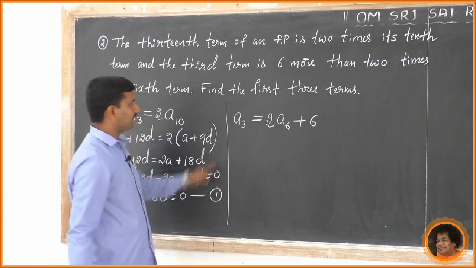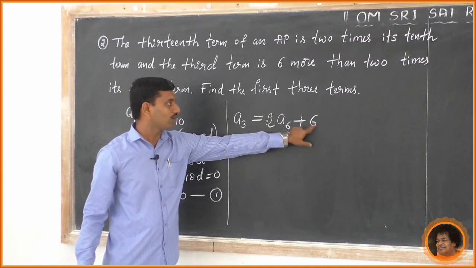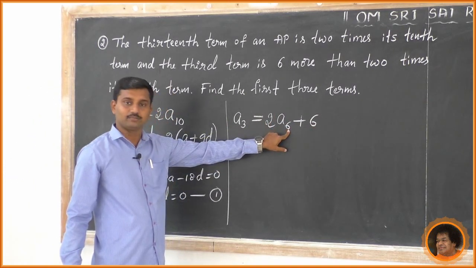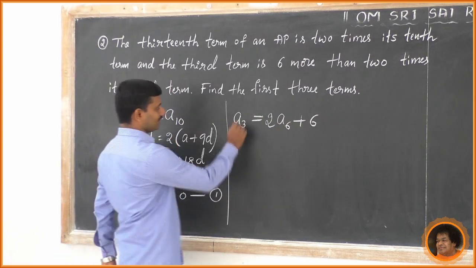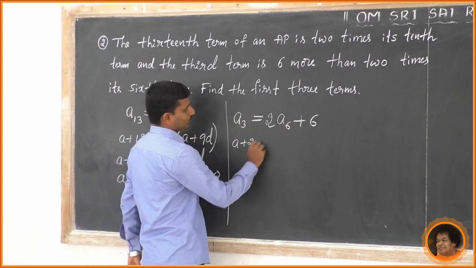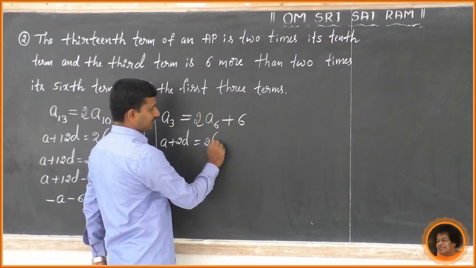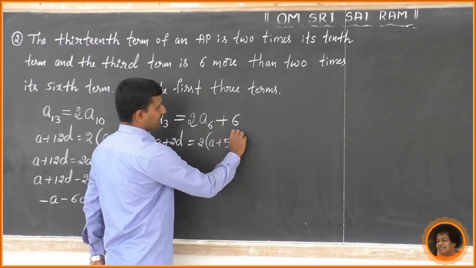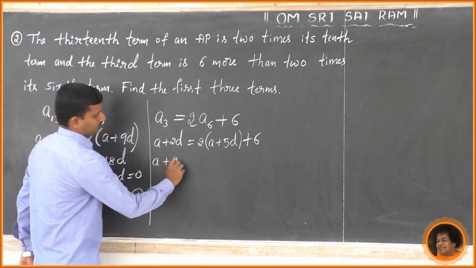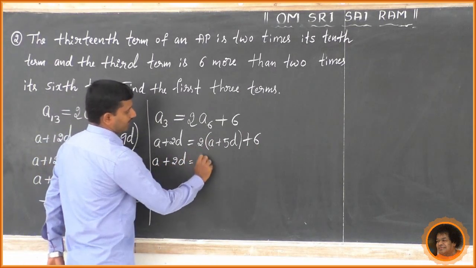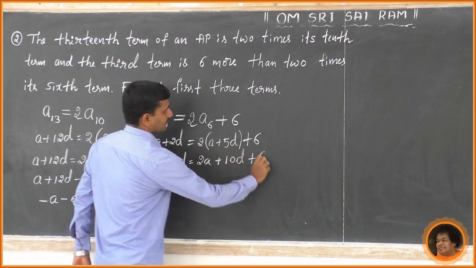Now the second condition: A3, the third term, is 6 more than 2 times the 6th term. How to write the third term? Recall the general form. So the third term means A plus 2D equals 2 into A6, the 6th term, A plus 5D, plus 6. Now simplify. So A plus 2D equals 2 into A, 2A plus 2 into 5, 10D plus 6.